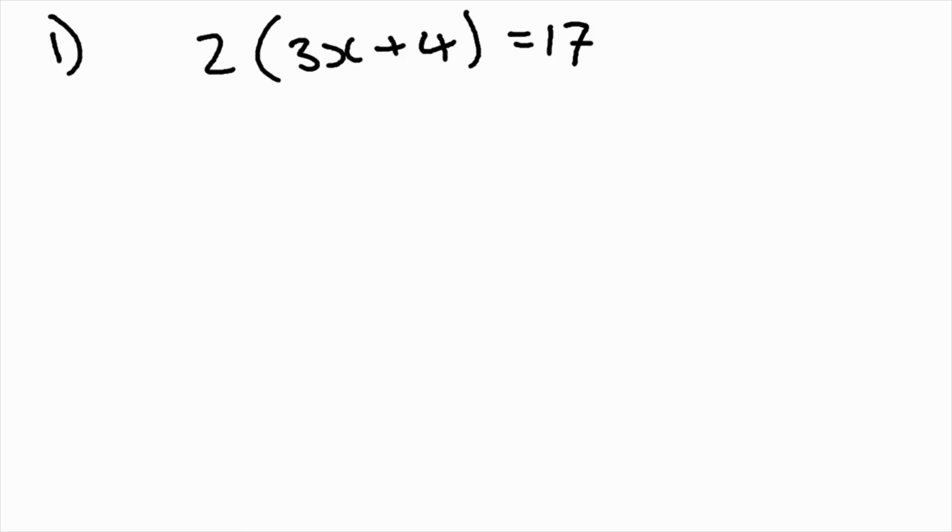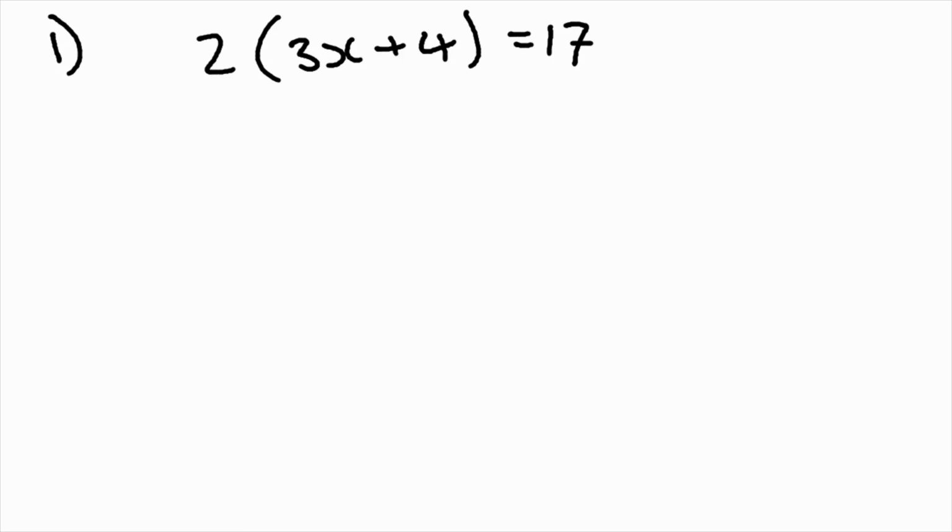In the last video, we looked at solving linear equations. In this one, we're going to look at a few more examples, but a bit different. So our first example, 2 brackets 3x plus 4 equals 17.